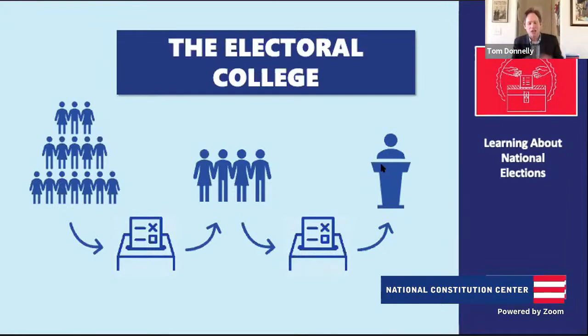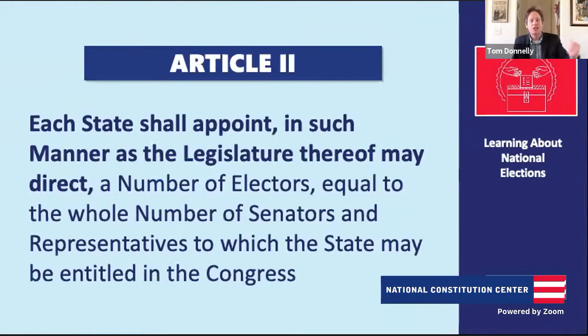And if a candidate receives a majority of these votes in the Electoral College, that candidate wins, even if they don't win the national popular vote. But if no candidate secures an Electoral College majority, then the election is sent to Congress. It's sent to the US House of Representatives, voting as states, not as individuals, to select the president. This happened, for instance, in 1824 in the election between John Quincy Adams and Andrew Jackson.